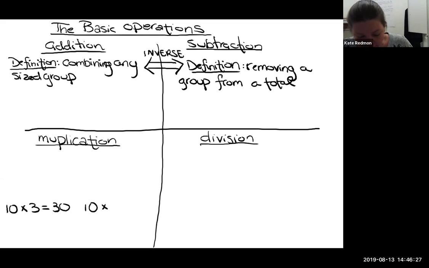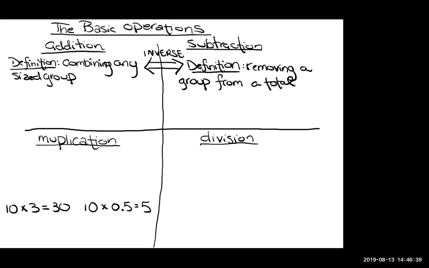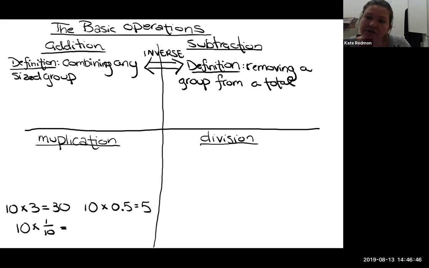For example, 10 times 0.5. Type that into your calculator. 10 is not going to get bigger. 10 times 0.5 would give me only 5. There's other numbers I could multiply and it would not get bigger. If you were to type that into your calculator, 10 times 1/10, you'd get only 1. It would get a lot smaller.